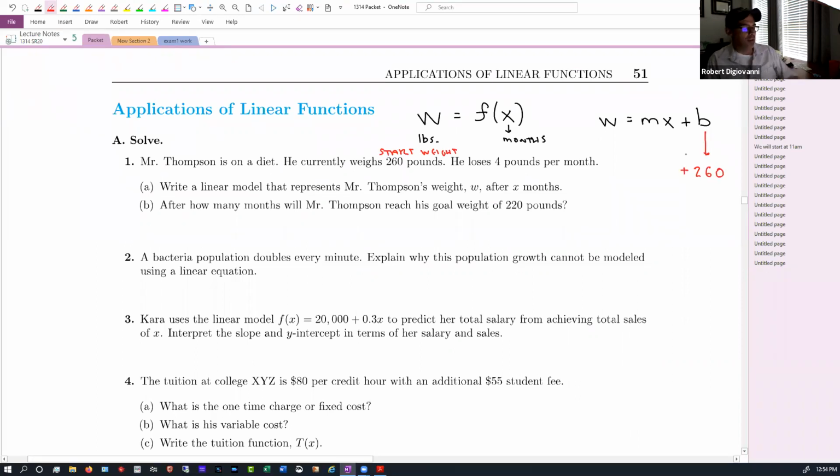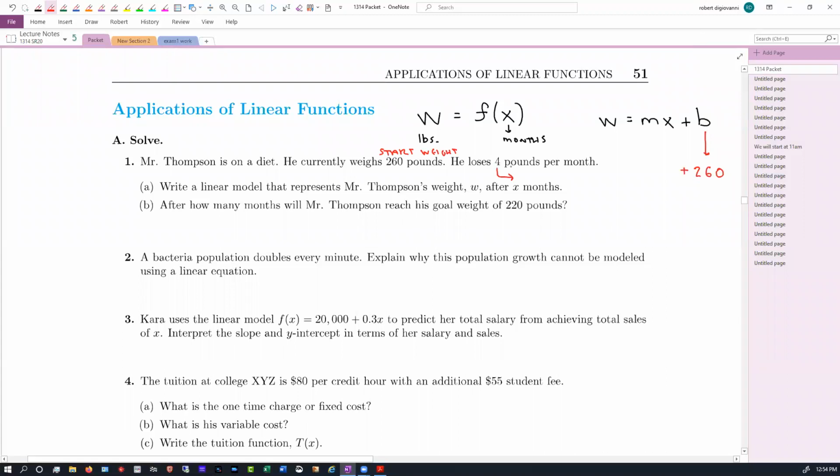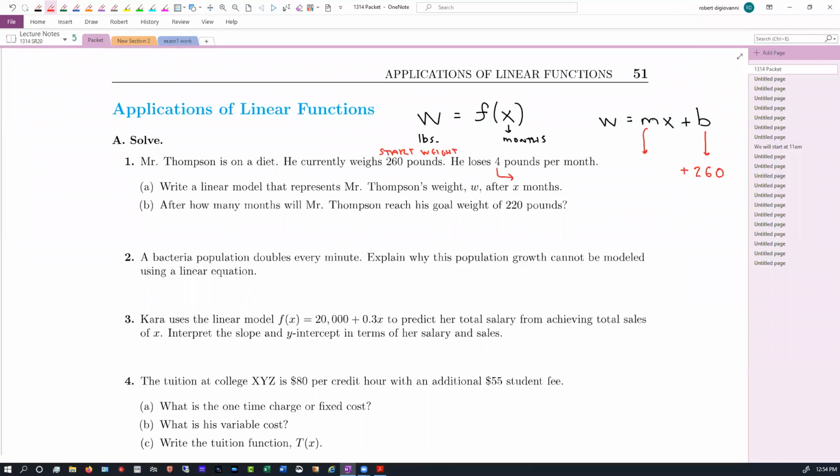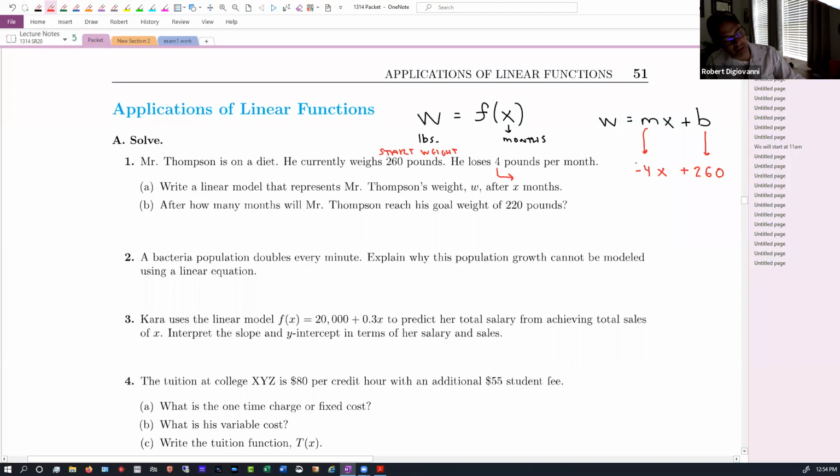Now, what does the 4 represent? Rate of change? That's the rate of change, right? He's losing 4 pounds every month. So I'm going to put here what number in front of x? 4. 4, yes, but he's losing that weight. Negative 4? Negative 4. So I'll put -4x. That should be what his weight is.